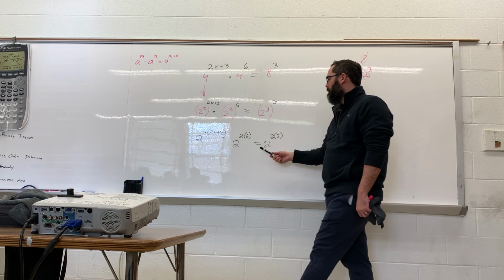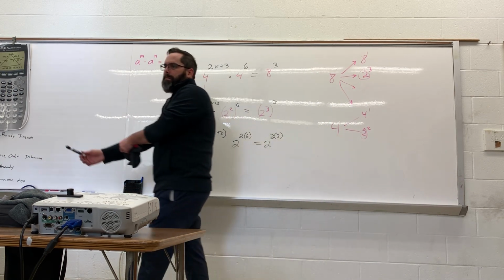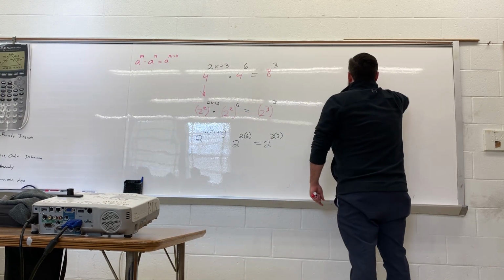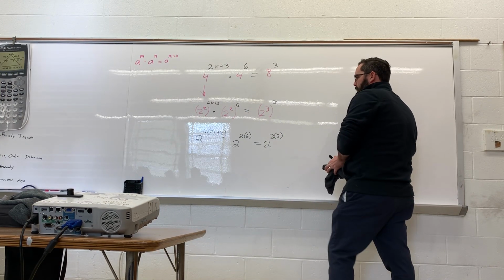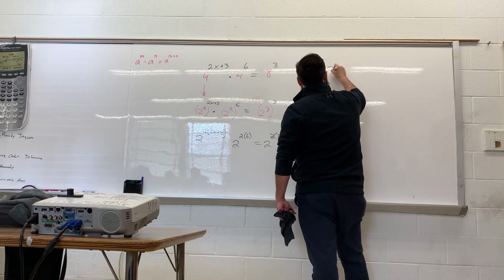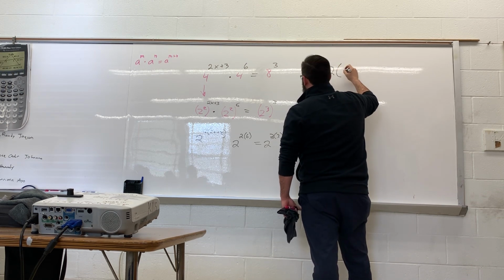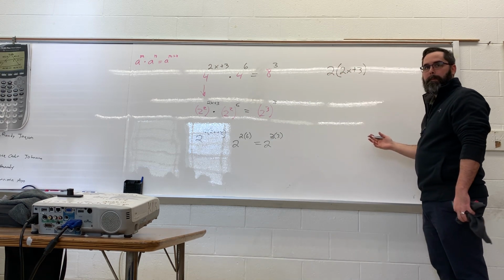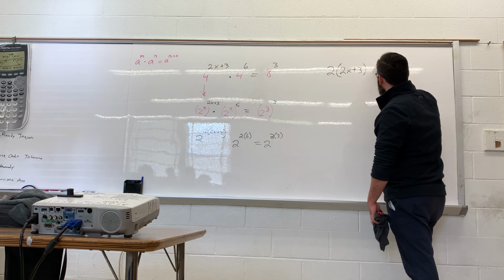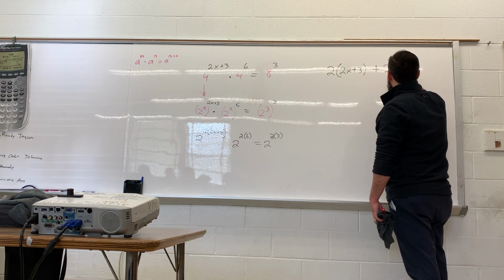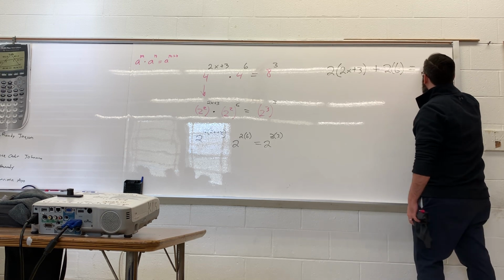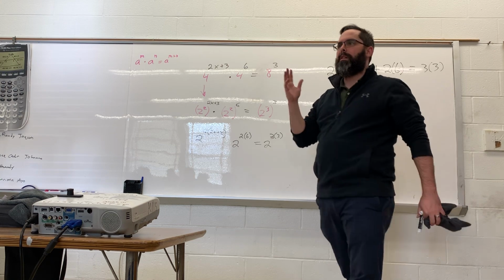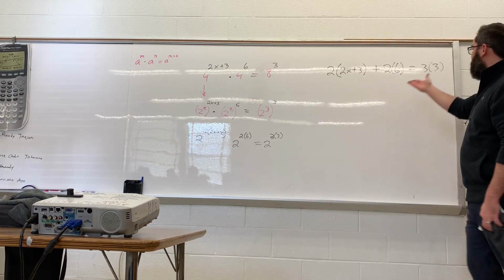Now what do I have? Same base, which means that I can solve it. So take your exponents, put them in an equation, and solve. So we have 2 times 2x plus 3, plus 2 times 6 equals 3 times 3. Now that we've gotten rid of our bases, now I can start getting rid of these parentheses and solving for x. This is just an equation.